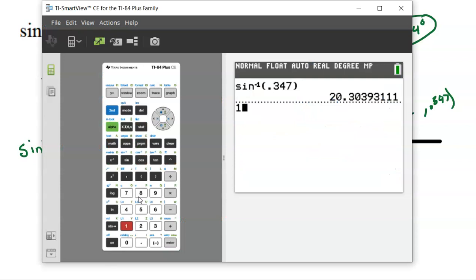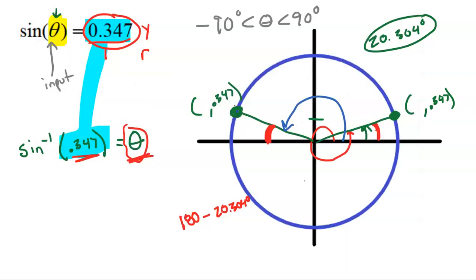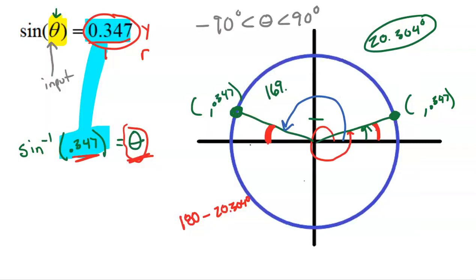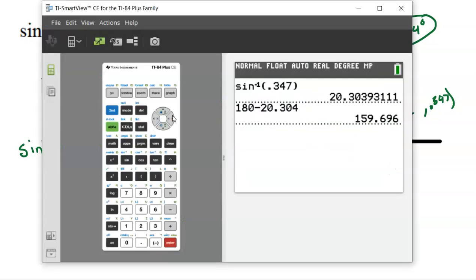So I'm going to have to do a little bit of math there. 180 minus the 20.304 degrees, and I get 159.696. So that blue angle is 159.696 degrees. And the cool thing is you could actually check your work by using regular sine.